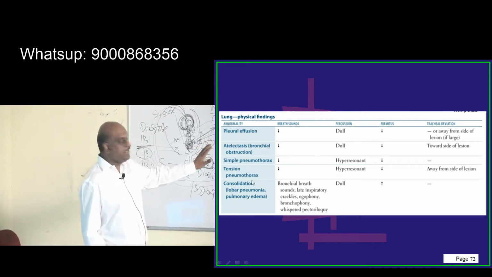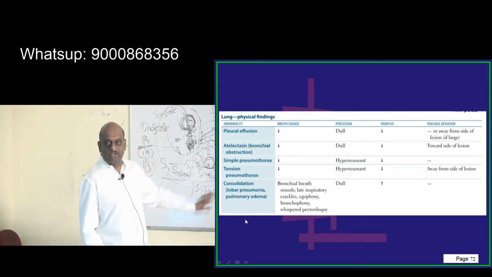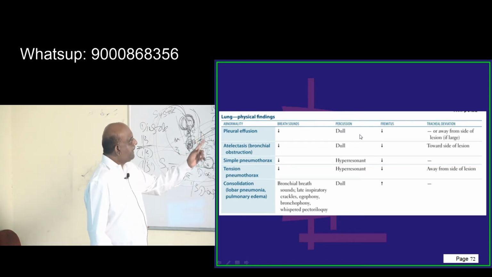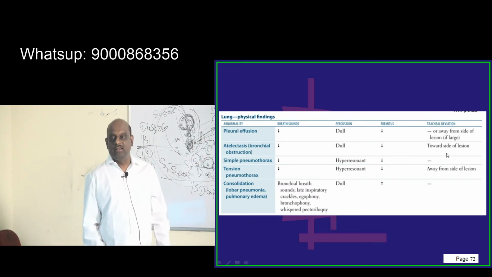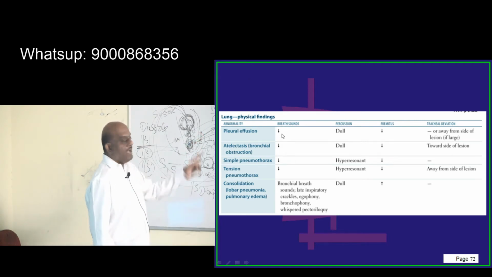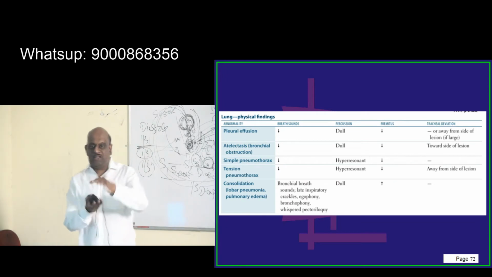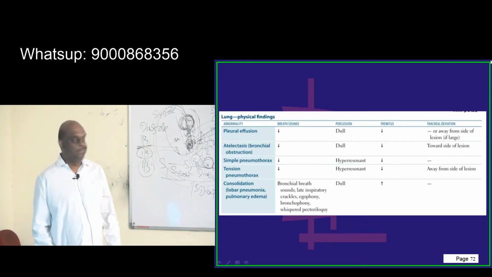Effusion, atelectasis, pneumothorax, tension pneumothorax, consolidation. Based on the breath sounds, percussion, vocal fremitus and tracheal deviation, how do you differentiate? Pleural effusion mein how will be the breath sounds? Obviously there is a lot of fluid. It is not letting the lung expand easily, so breath sounds are diminished.